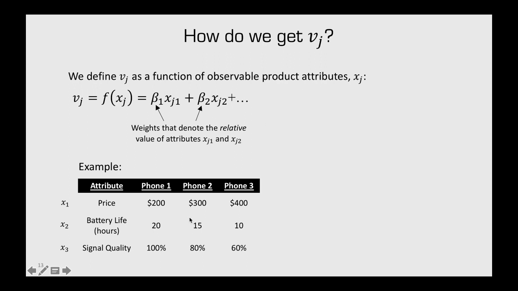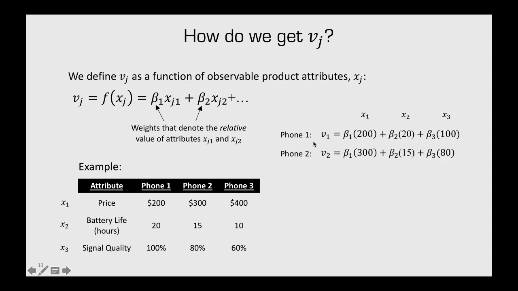So if we want to compute the observed utility for phone number 1, we're going to take that price value times beta 1 for price, plus the hours on battery times beta 2, plus the signal quality times beta 3. That is our observed utility for phone number 1. For phone 2 and phone 3, we're going to compute them the same way, inputting these values for the phones. So here we don't know what these values are, beta 1, beta 2, beta 3, and in the next lecture we're going to talk about how we estimate these values. But for now, we're just talking about how we construct a model and what these values mean.